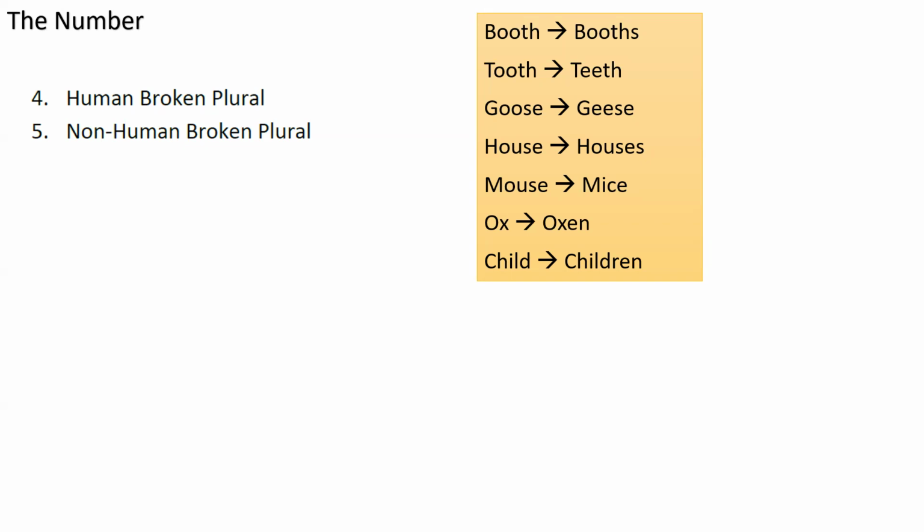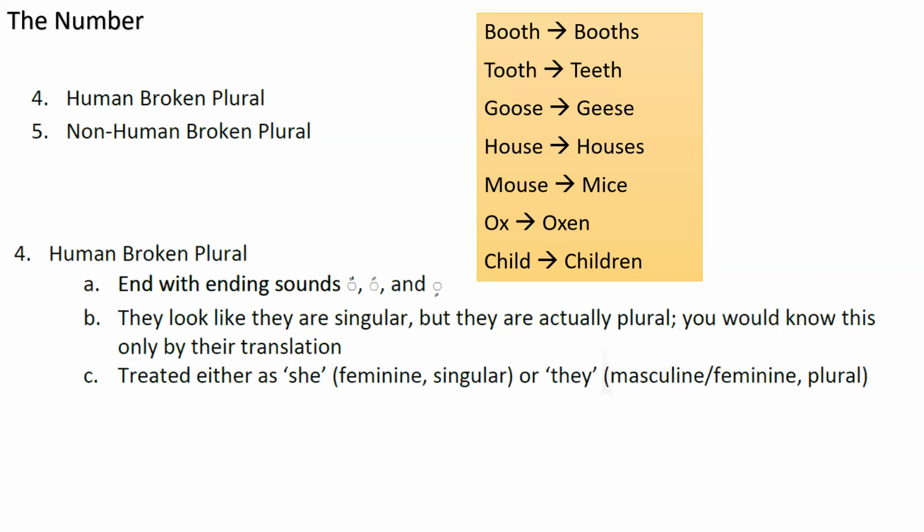Now, broken plural in Arabic can be divided into two groups: human broken plural and non-human broken plural. Human means a plural that's broken, but they're human, something with human meaning. And non-human is non-human. Let's look at some examples, then you will understand, inshallah. Human broken plural usually ends with un and in sound. So when you look at that word, it seems like a singular word from your Muslim chart, like Muslimun, Muslimin. But actually it's not. They look like they are singular, but they are actually plural. You would know this only by their translation, only by your vocabulary.